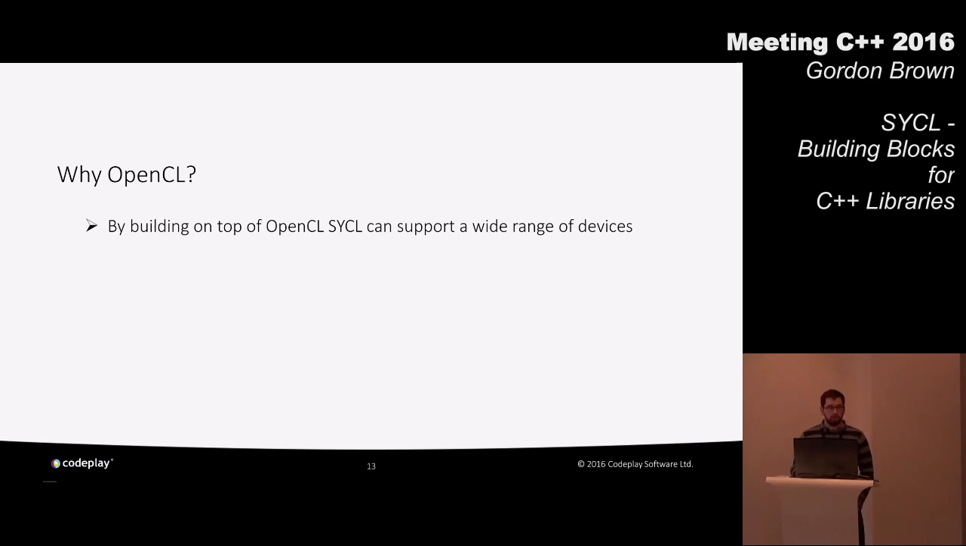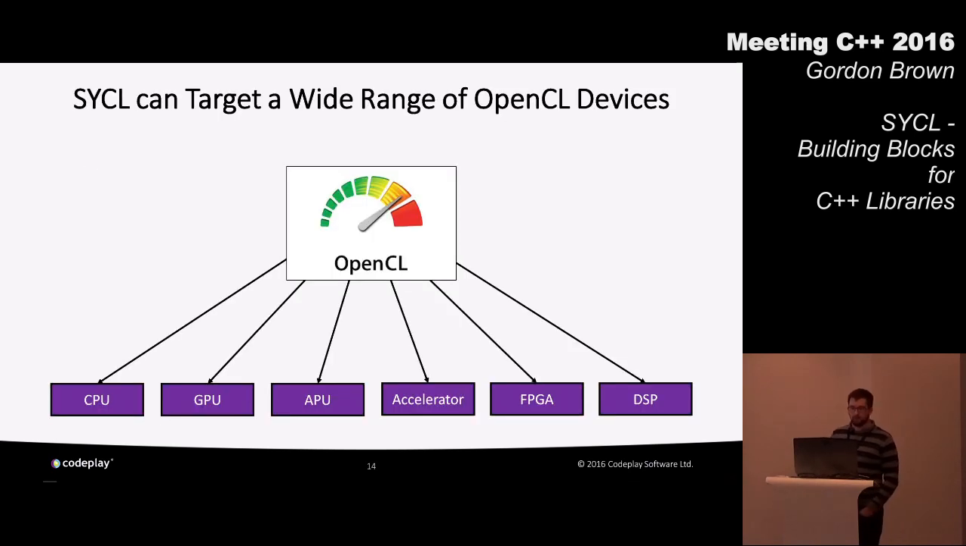So why did we base it on top of OpenCL? The reason for that is that OpenCL already has a wide range of support for heterogeneous systems. Not just CPUs and GPUs, but also APUs, accelerators, FPGAs, DSPs, and many more. The number of heterogeneous systems that OpenCL supports is growing all the time. And with every new vendor that supports OpenCL, that's another new vendor that can potentially support SYCL. So basing SYCL on top of OpenCL makes it much more future-proof in terms of portability.